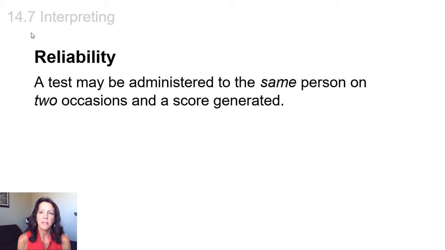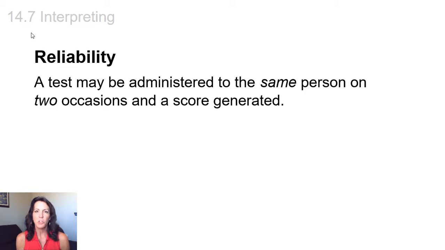Along the measurement line, we also use correlation in reliability analysis. So sometimes we give a person a test on two different occasions and we correlate the results of those two tests. Why would we do that? Well, sometimes tests need to be consistent over time. Let's say, for example, again, that you're measuring personality. Personality is thought to be a pretty stable characteristic.